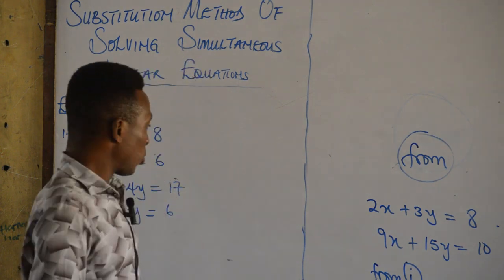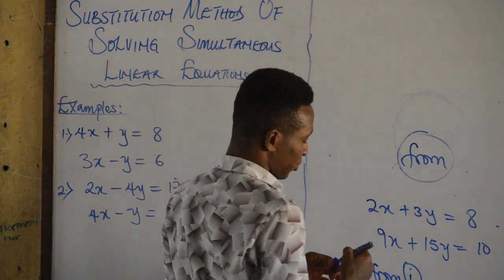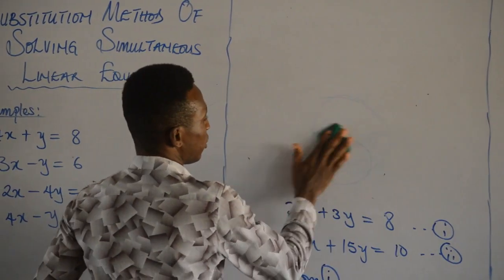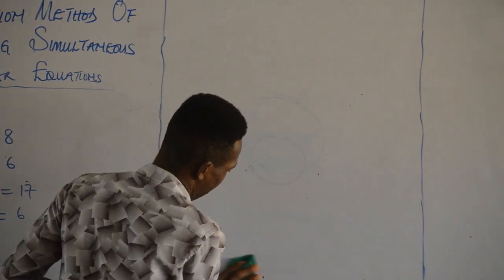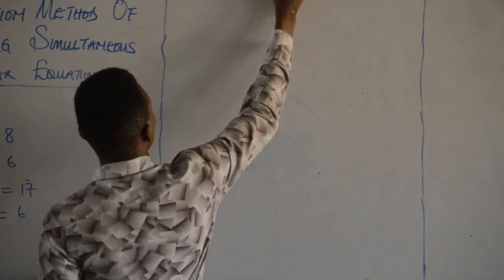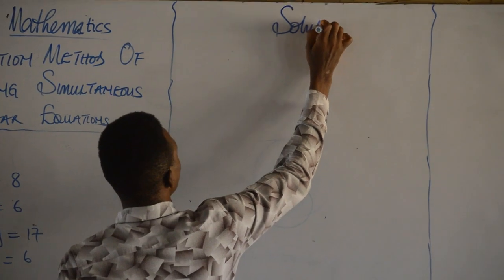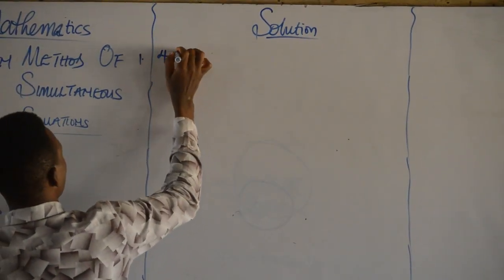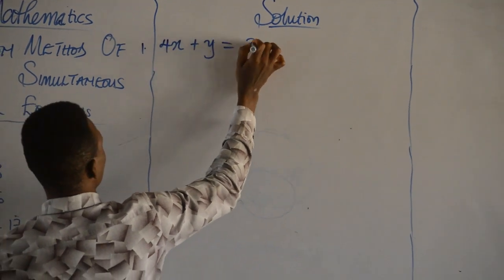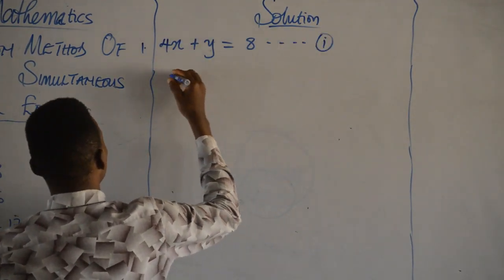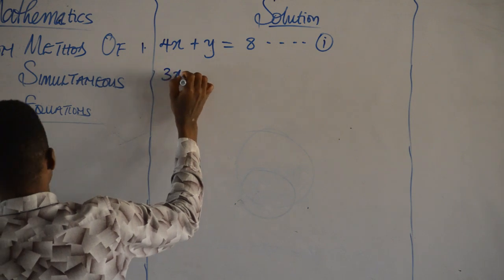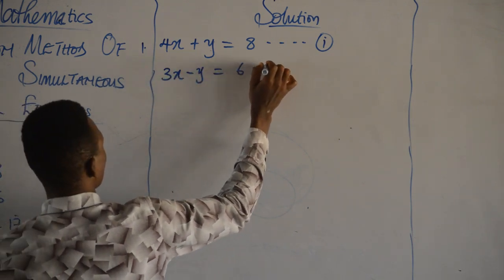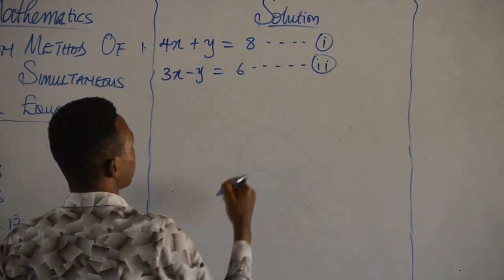So if I am to solve question 1 now, let me write up the solution. We have 4x plus y equals 8. That stands as our equation 1. Here we have 3x minus y equals 6. That stands as our equation 2.